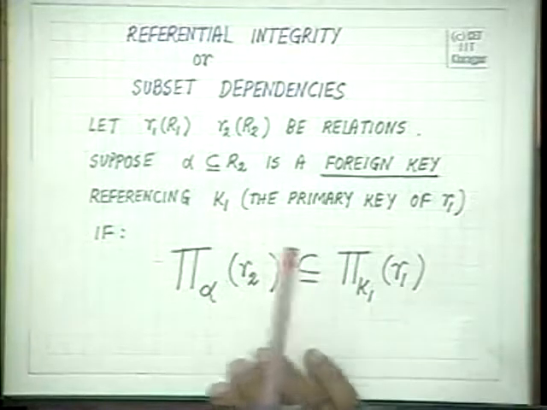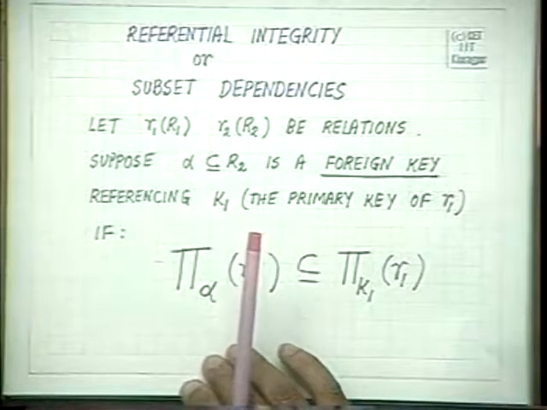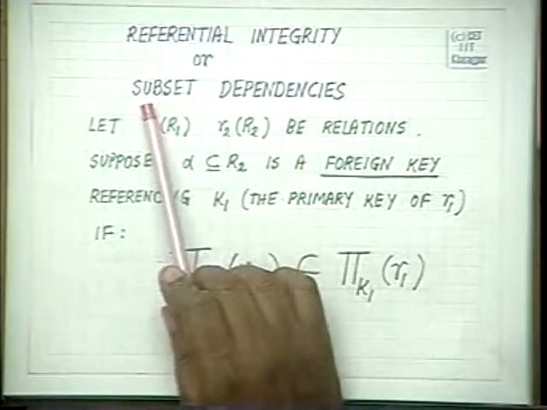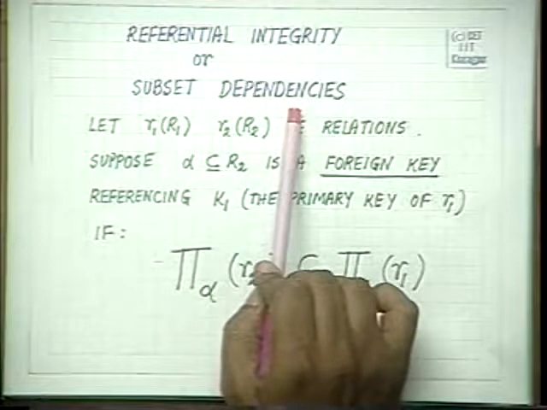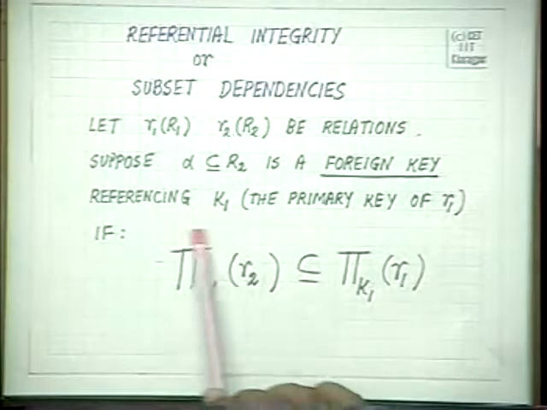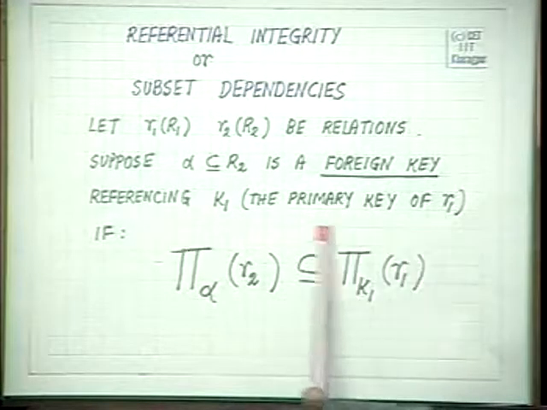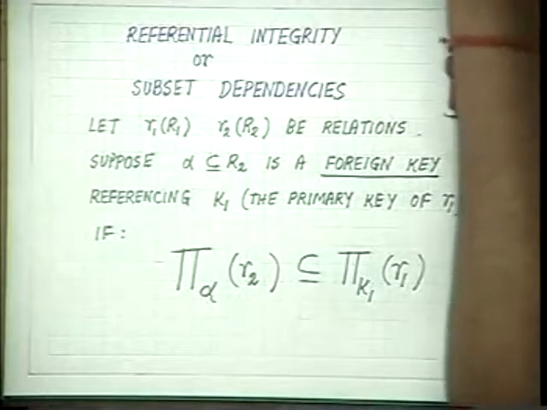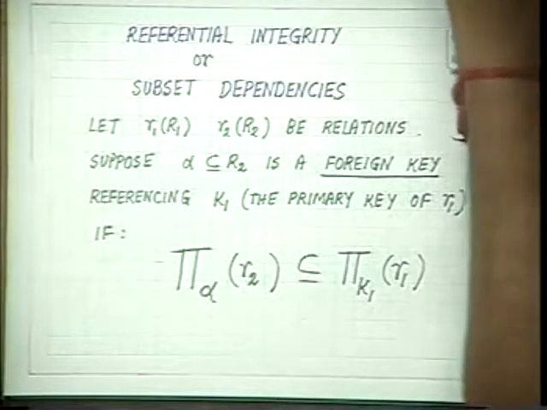Now, let us see what referential integrity means. It is also called referential integrity or subset dependencies. It is denoted by this relational algebra expression. Let us see it with the example in the inconsistent situation before we see the formal definition.